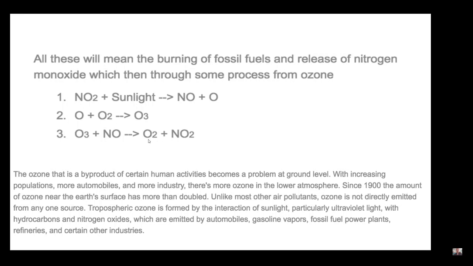All of this really means that burning fossil fuels releases nitrogen monoxide, which then goes through a process to form ozone. As we can see, NO2 plus sunlight breaks and just forms NO. Then we have an extra oxygen molecule, and that oxygen molecule goes into O2, which then forms ozone, right? And then ozone can be further broken down into O2 or nitrogen dioxide. Sorry.